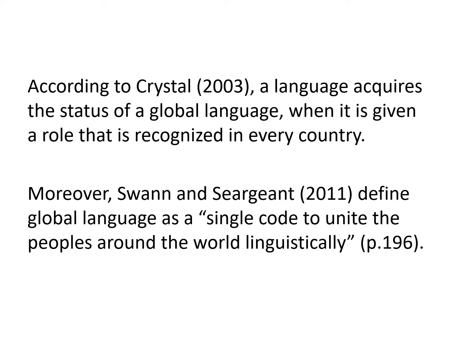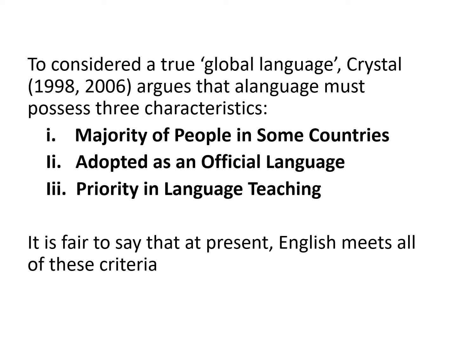Moreover, Swan and Sargent define a global language as a single code to unite the peoples around the world linguistically, a single language that is used throughout the world to communicate with one another. To consider a true global language, Crystal defines that the language must possess three characteristics. If we say a language is a global language, what are the three major characteristics it must have? A majority of people in some countries, or adoption as an official language, and priority in language teaching.